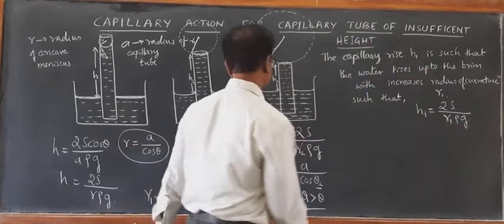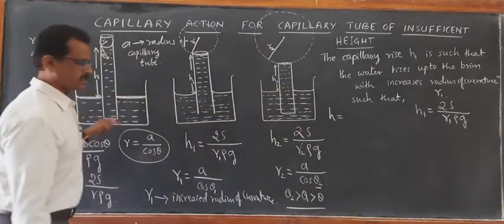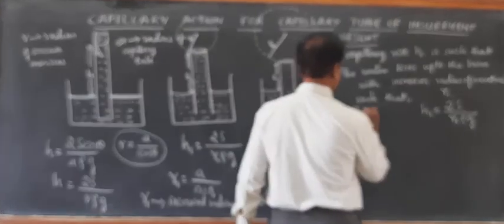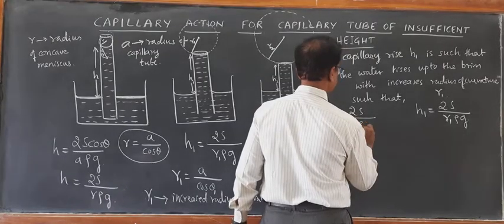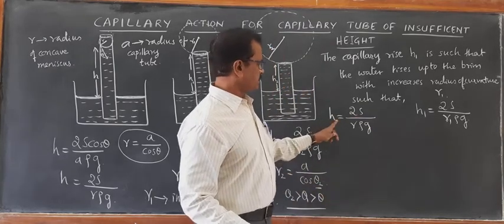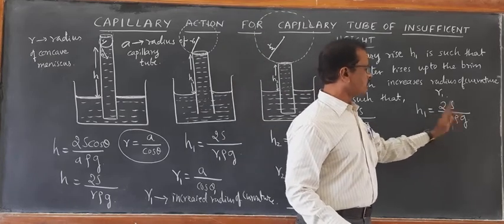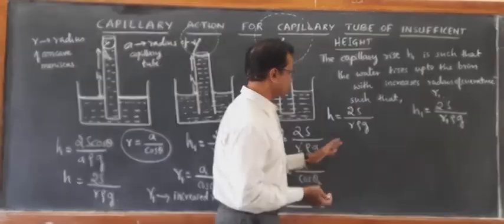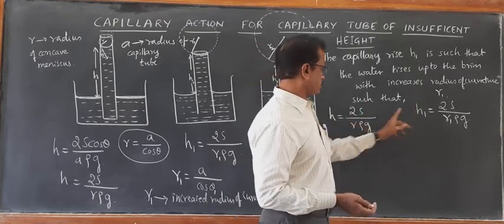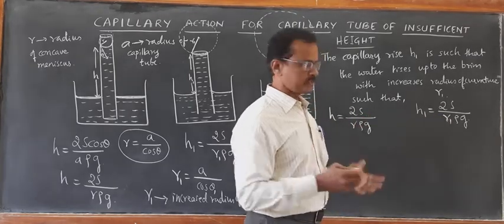So the earlier initial equation for sufficient tube height is given by h equal to 2s upon r rho g. So if you compare these two equations, you can see here h is equal to 2s upon r rho g, h1 is equal to 2s upon r1 rho g. Only two factors are changing here. As h changes to h1, r changes to r1. 2s upon rho g remains constant.